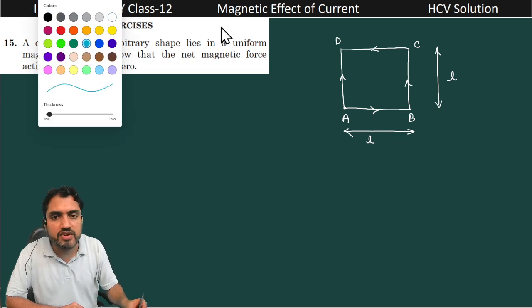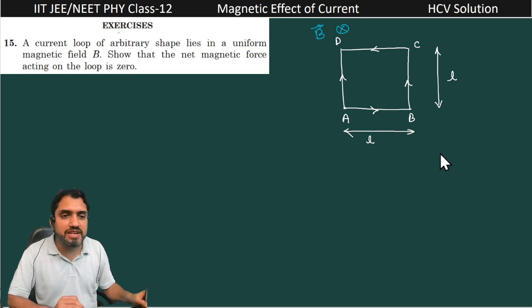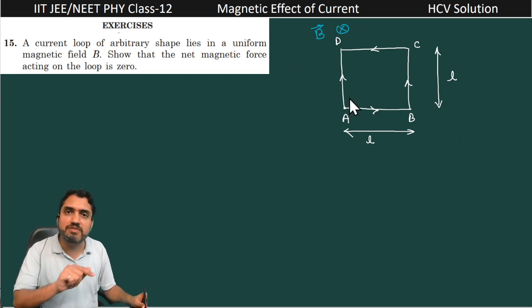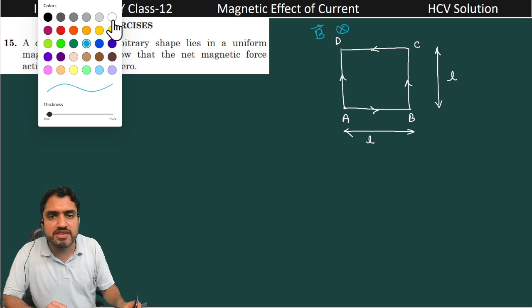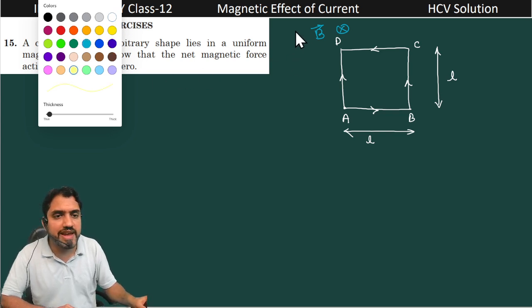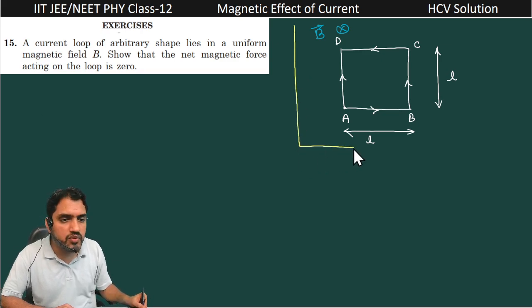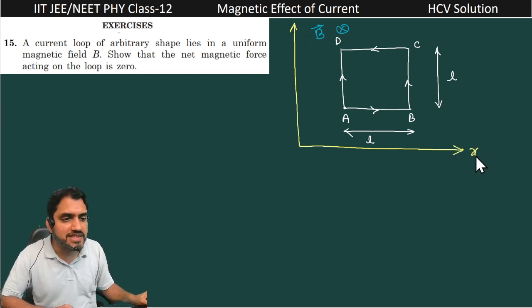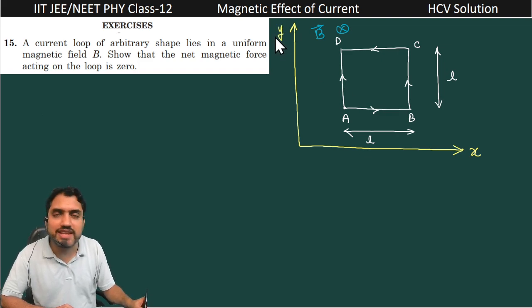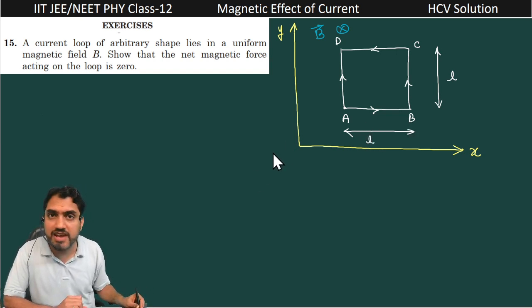If we consider the current in the anti-clockwise direction, and the magnetic field B, which is into the plane of this paper, then in this complete space the magnetic field will be into the plane of the paper. Now, to find the force, we consider the force in different directions. So that we can represent the force in vector form also, we consider this x-axis and y-axis, so that we can easily represent the direction of force.